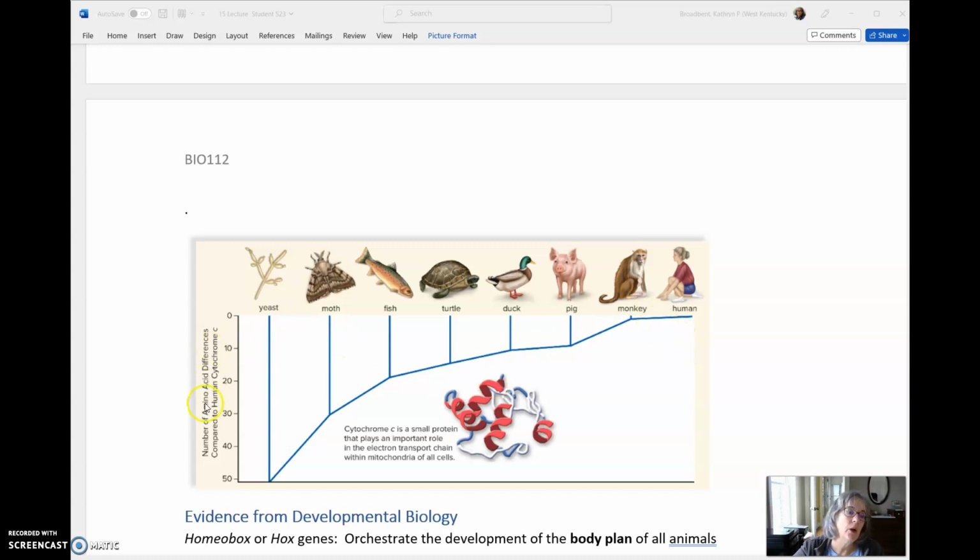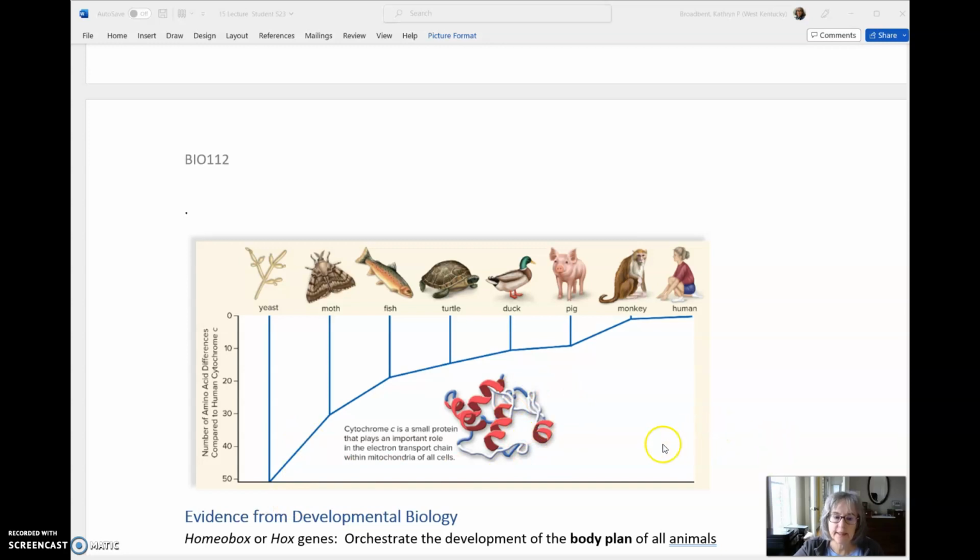So look at the number of amino acid differences compared to human cytochrome C. The difference between a human and a monkey looks like maybe 1 or 2. The difference between a human and a pig, a little bit more. Between a human and a duck, more. Between a human and a reptile, a turtle, is about 20. The difference between a human and a fish, a little more, and so forth until you get to yeast, which is a single-celled organism, and there are only 50 amino acid changes between us and yeast in cytochrome C.